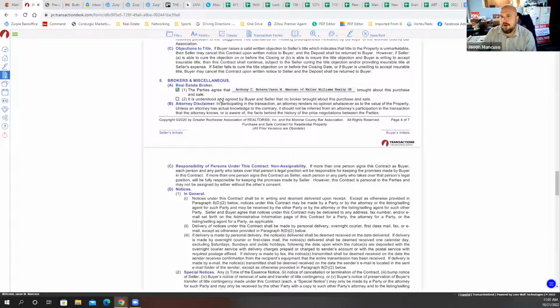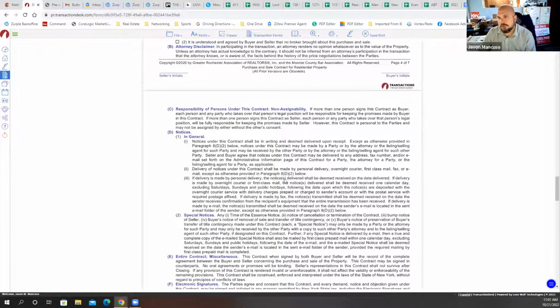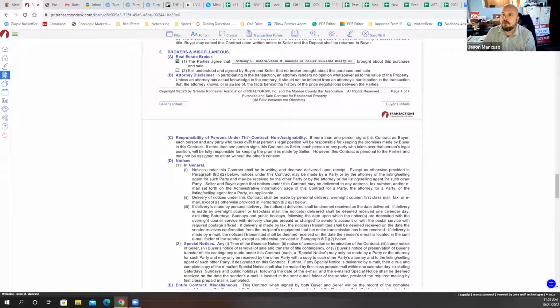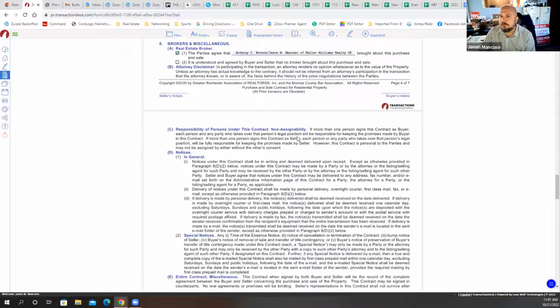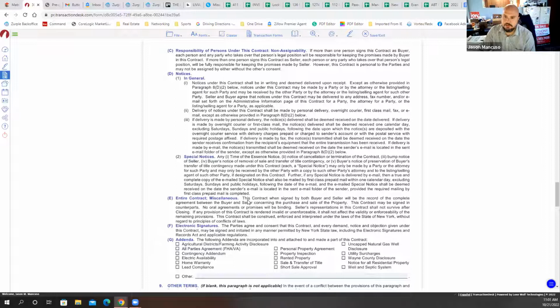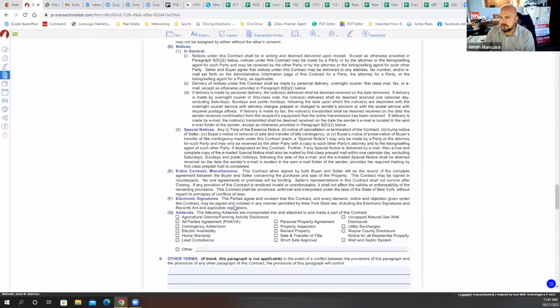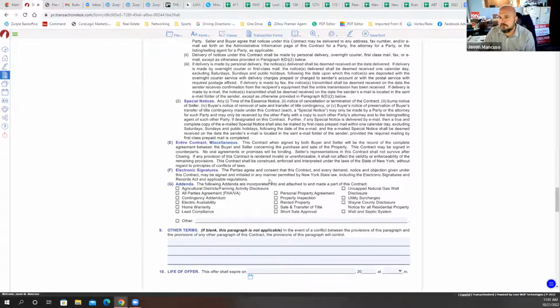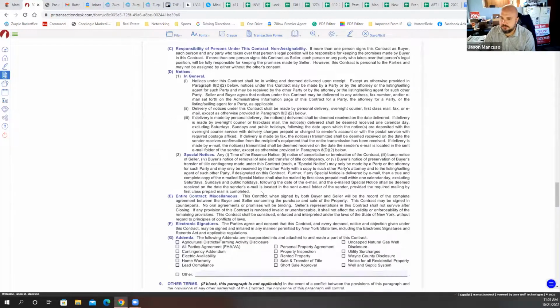Generally speaking, I can wrap up the rest of this number 8 with just saying, hey, the rest of this is legalese type stuff, right? So attorney disclaimer, responsibility of persons under this contract, meaning whoever is signing it understands what they're doing. Non-assignability means that you can assign the contract technically, which is a hot button topic right now in a way, and you can't find another buyer to close on it on your behalf. Notices, special notices, entire contract, miscellaneous, electronic signatures, etc. So just kind of standard legalese type stuff.